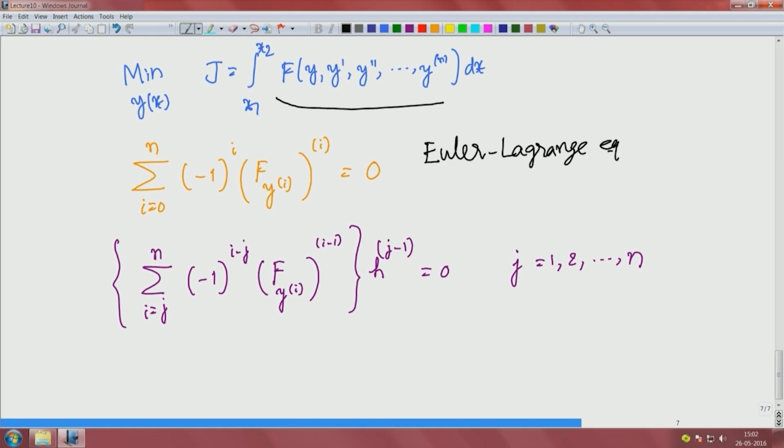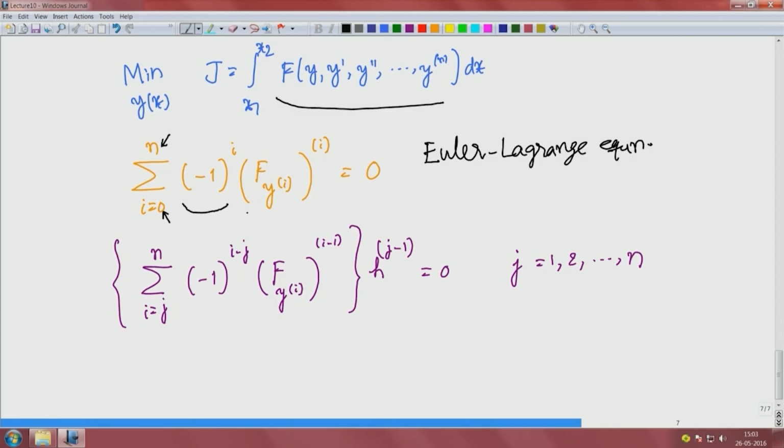Euler-Lagrange equation. That is a single equation, one equation will be there, and you see how we have alternating sign coming, because i goes from 0 to n in steps of 1, 0, 1, 2, 3 up to n, and the sign will be alternating. For i equal to 0, it will be a positive sign, i equal to 1, negative sign, i equal to 2, positive sign, and so forth.